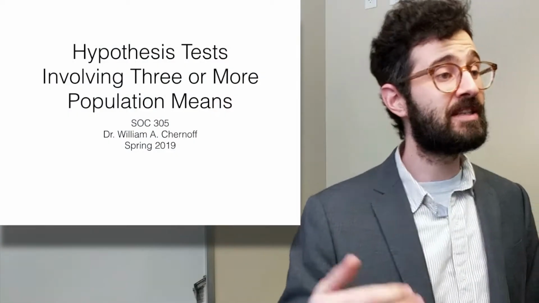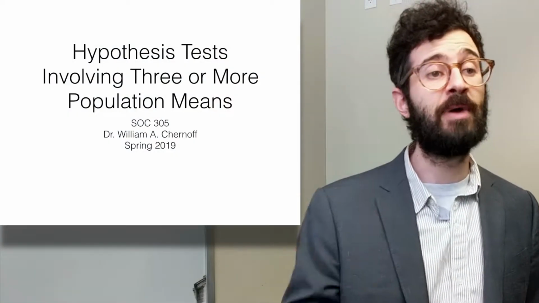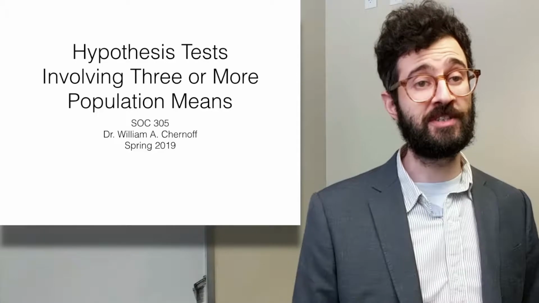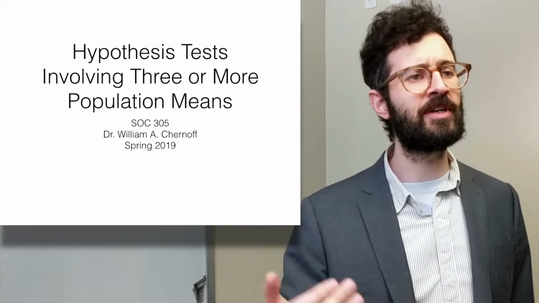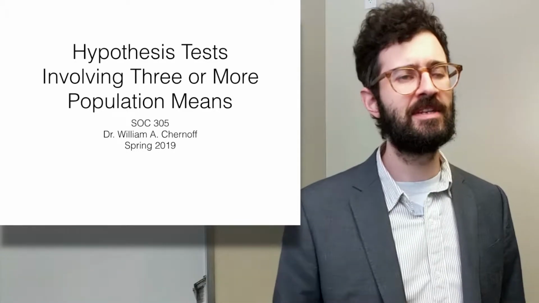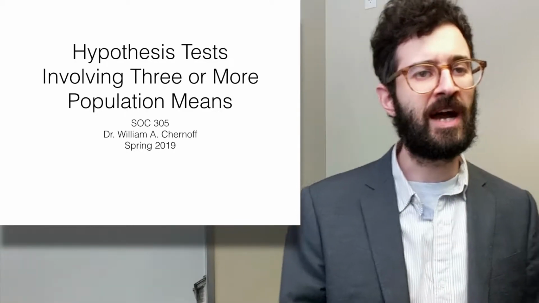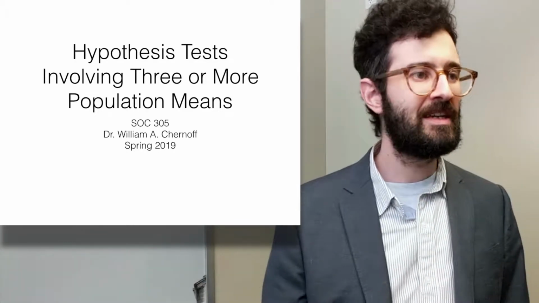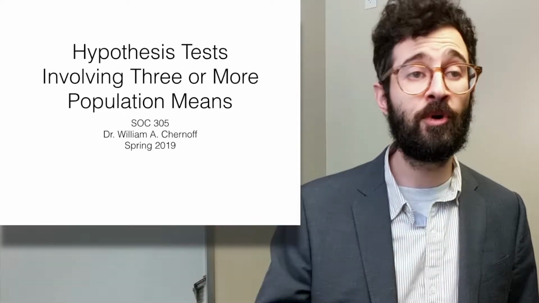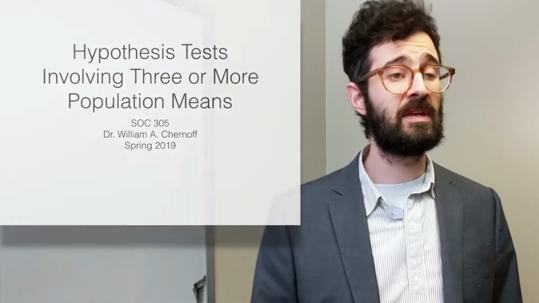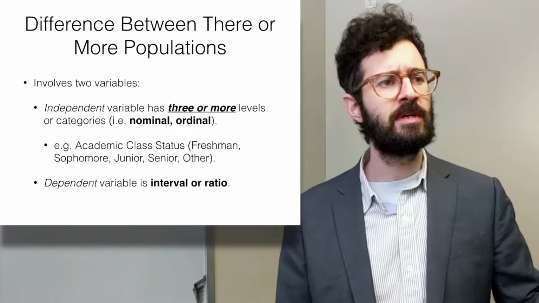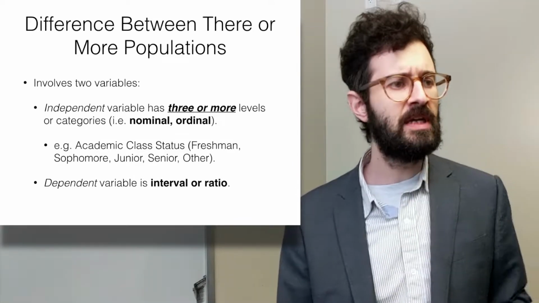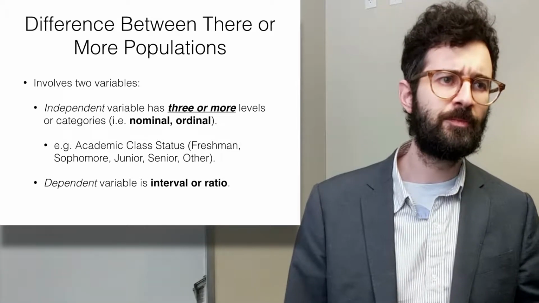So today we're going to continue our discussion of comparing multiple populations. So last time we talked about comparing two different populations. Oftentimes what happens in social science is that we want to compare more than two populations. Formally, we can think about it as a relationship between a dependent variable and an independent variable.